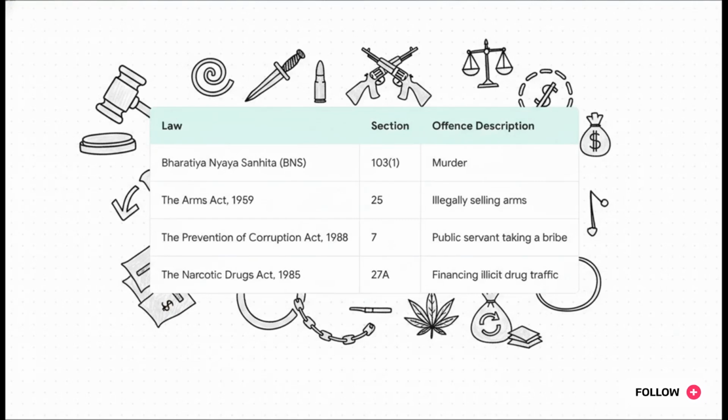And just take a look at the kind of crimes we're talking about in Part A. I mean, this is serious stuff. We're not talking about shoplifting here. The list covers everything from murder under the new BNS and illegally selling weapons, all the way to public servants taking bribes and financing drug trafficking. It's a really powerful reminder that money laundering isn't a victimless crime. It's often tied to some of the worst criminal activities out there.